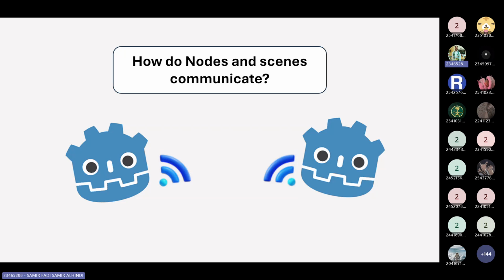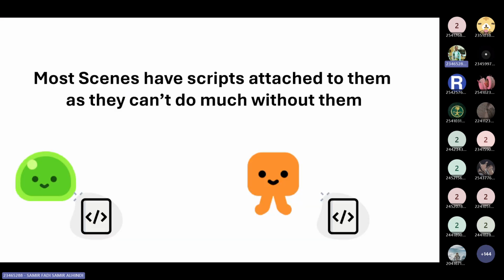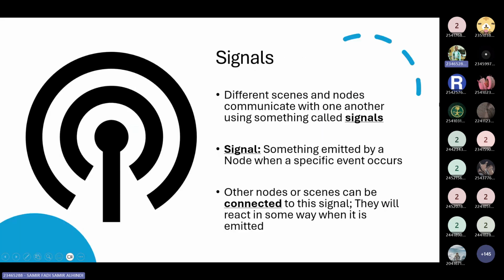So how do nodes and scenes communicate? We talked about how we have these independent scenes. What if, for example, the slime enters the player scene? It's going to collide using the hitbox, but some sort of signal needs to be emitted so the player knows it's been hit. And that's literally it. Signals. Different scenes and nodes communicate with each other using signals.